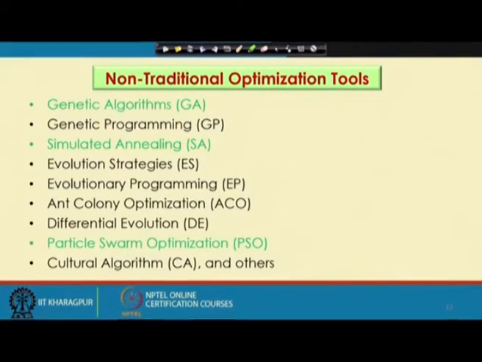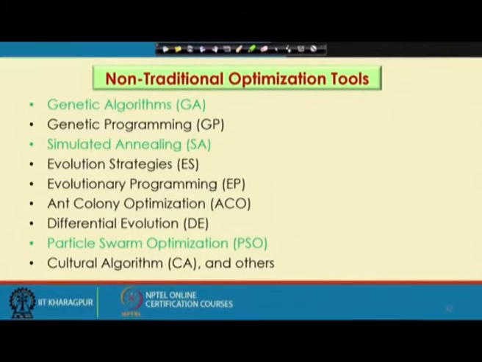Now, I am just going to discuss a little bit on non-traditional optimization tools. These non-traditional optimization tools work based on the principles our nature follows. So, these are all nature inspired tools or biologically inspired tools. If I see the literature, we have a large number of non-traditional tools for optimization. The list is very big.